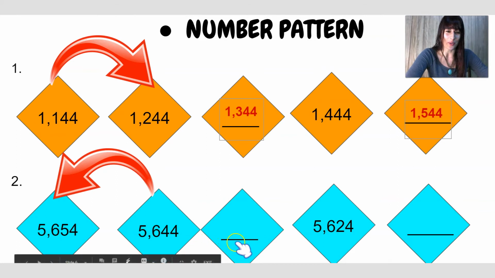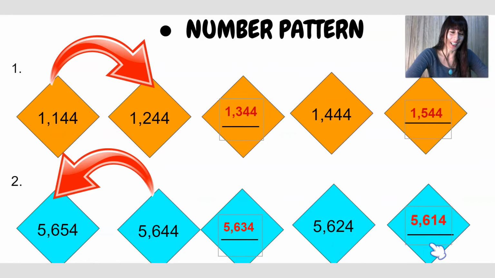All right, so we are going to put here 5,634, 5,624, and then the last one that's missing will be 5,614. Very good. And what I really highly recommend is that you read these numbers to yourself out loud.